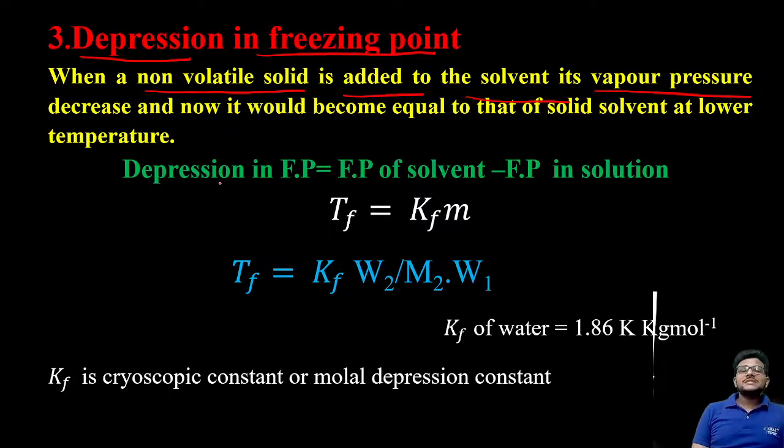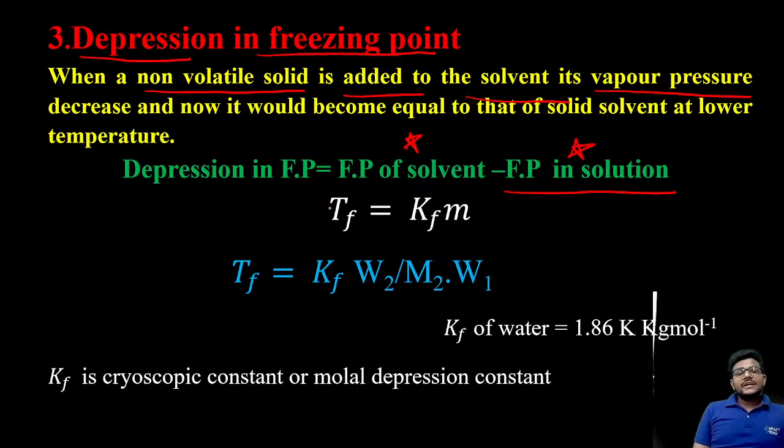So in depression in freezing point, we consider the freezing point of the solvent and the freezing point of the solution. Why did I write solution? Because we are adding a non-volatile solute to the solvent. Before that the solvent is in pure form, and if we add two components into each other, it forms a solution, either homogeneous or heterogeneous. The freezing point of the solution is lowered because we are adding a non-volatile solute to the solvent.